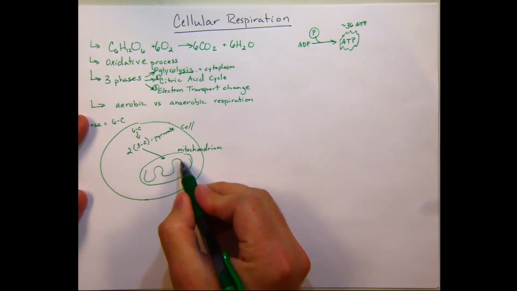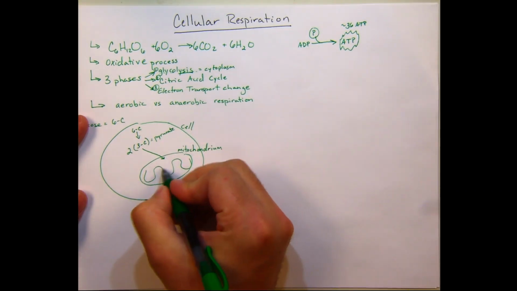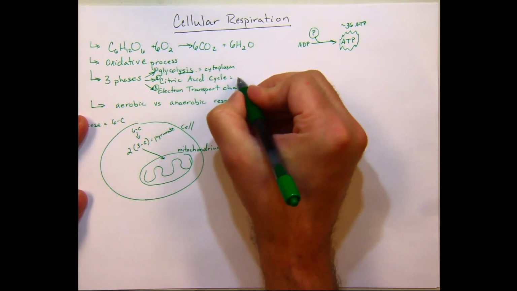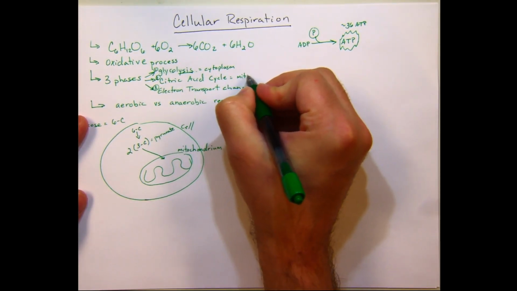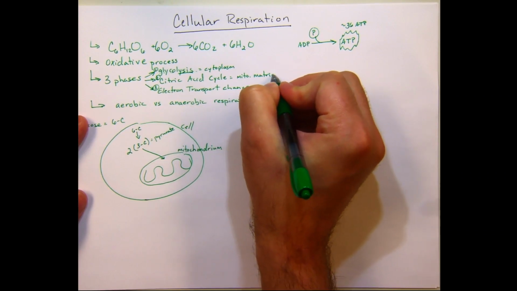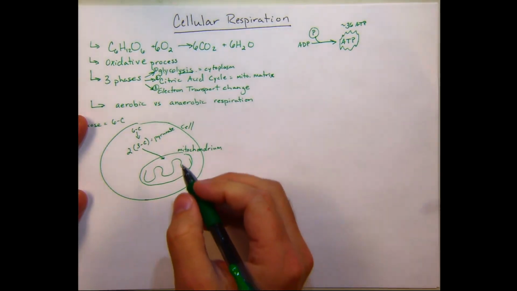We have these folds, and we have another substance in here. The substance is referred to as the matrix. So the next step, the citric acid cycle, is going to occur in the mitochondrial matrix. And it is a cycle. What happens here?